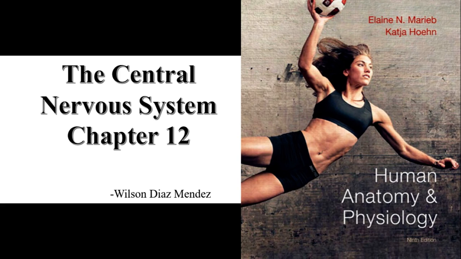So the book I'm using is Human Anatomy and Physiology by Marieb and Hoehn, and this will be the ninth edition. I realize there is a 10th edition, but there's not that much of a difference within the actual information of the book, so you guys will see that too. Credits to the book will be in the description.